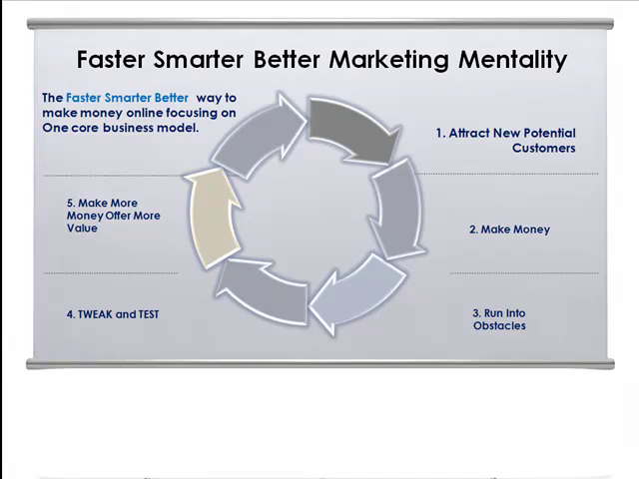But now let's look at the faster, smarter, better marketing mentality. Okay, a faster, smarter, better way of making money online by focusing on one core business model. Okay, one core business model. So you stick to one core model and one system that you're going to consistently work, which you're going to spend some time to build, and we're going to give you this system in this program, step by step.